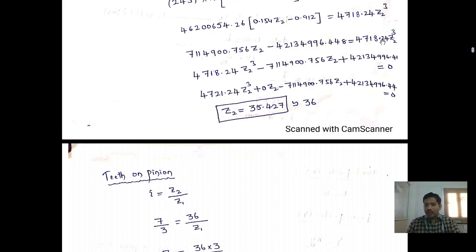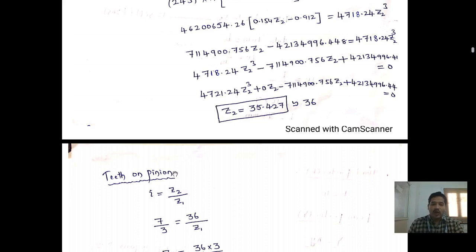If this z2 cube is moved toward this side, it becomes negative. Clear? It becomes negative. Please make the correction here. Make the negative here, equal to 0. So if you calculate with the help of a calculator, then you will get the value of z2 is equal to how much? 35.427. So it is approximately equal to 36.